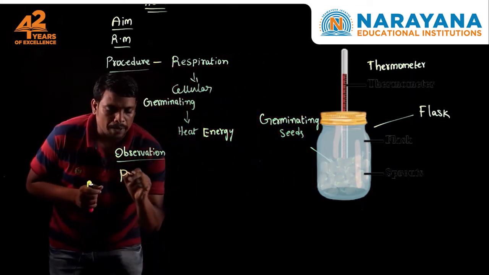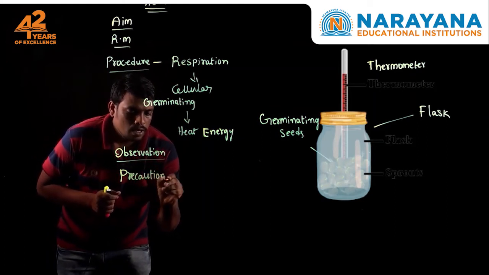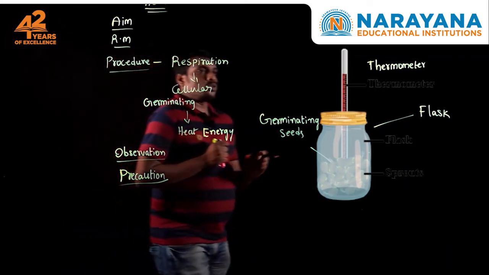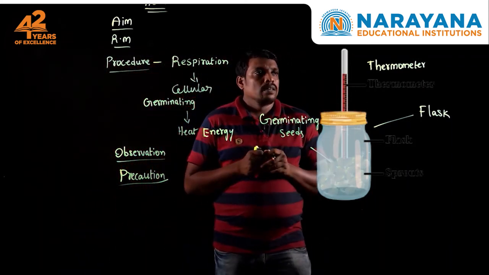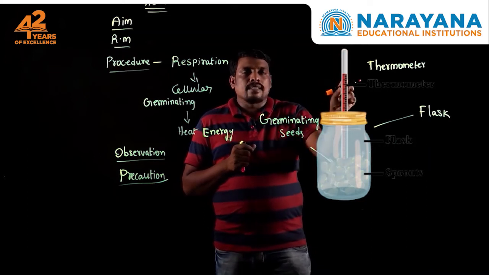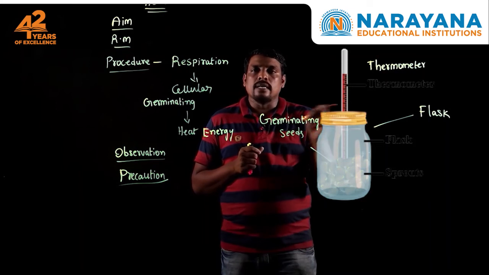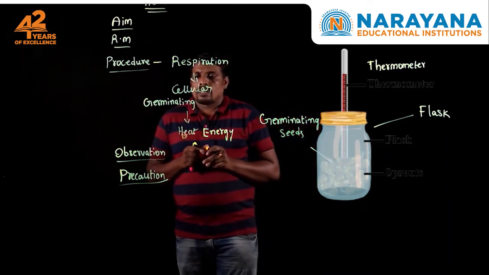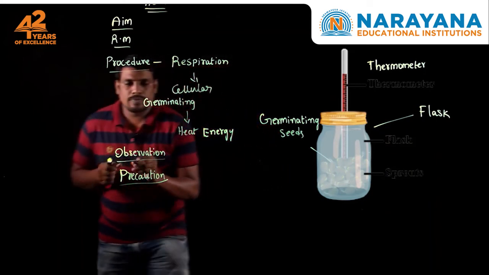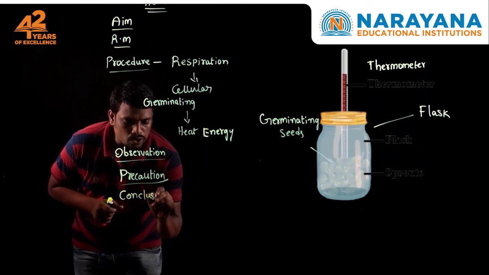What is your precaution in this experiment? Carefully, we have to close the mouth of the bottle with the lid. We have to insert the thermometer without any gap in the lid or in the mouth of the bottle. Those are your precautions. Now, after this, we have to write the conclusion.